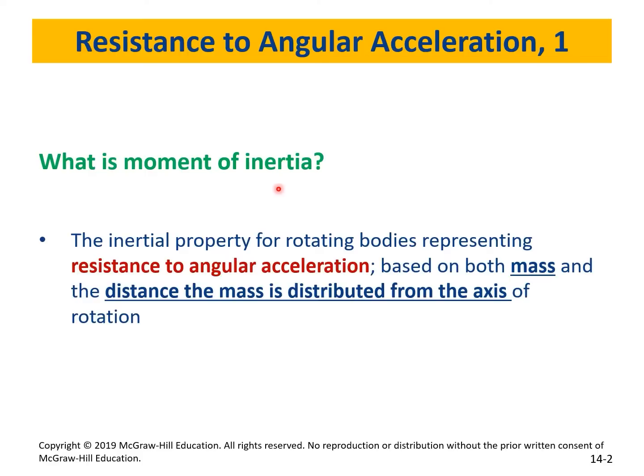Okay, so the moment of inertia is the inertial property for rotating bodies representing resistance to angular acceleration. That's the key thing: we are resisting acceleration. Does it make sense? That is the key for the moment of inertia. Remember, moment of inertia is resistance to move if it's linear. If it's angular, it's resistance to angular acceleration. Based on both, we have mass and the distance that the mass is distributed from the axis.